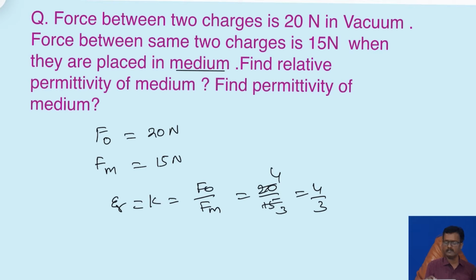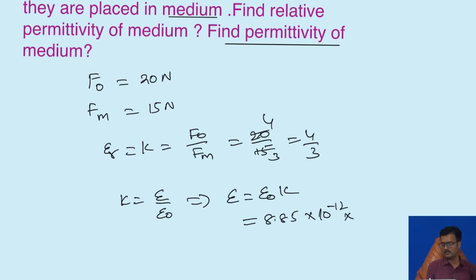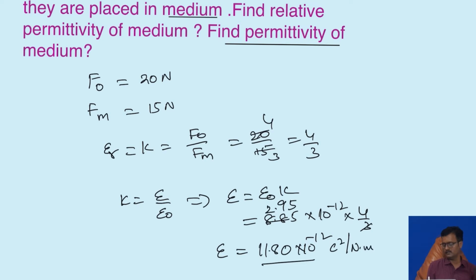Find the permittivity of that medium. Okay, so that is epsilon. Here K is equal to epsilon by epsilon naught. So epsilon is equal to what? Epsilon naught into K. What is epsilon naught? 8.85 into 10 power minus 12. We got the K value, that is 4 by 3. The unit is Coulomb square by Newton into meter square.